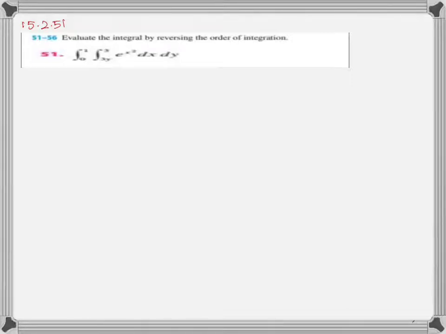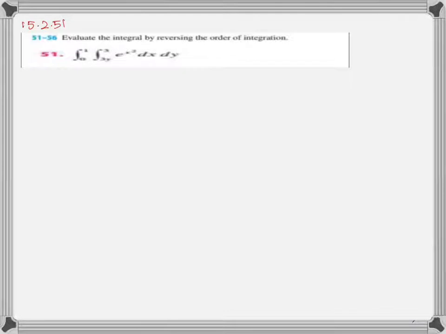Hi, in this video, I will be showing you problem number 51 of chapter 15, section 2. Evaluate the integral by reversing the order of integration. The integral from 0 through 1, and the integral from 3y through 3, of e to the x squared dx dy.